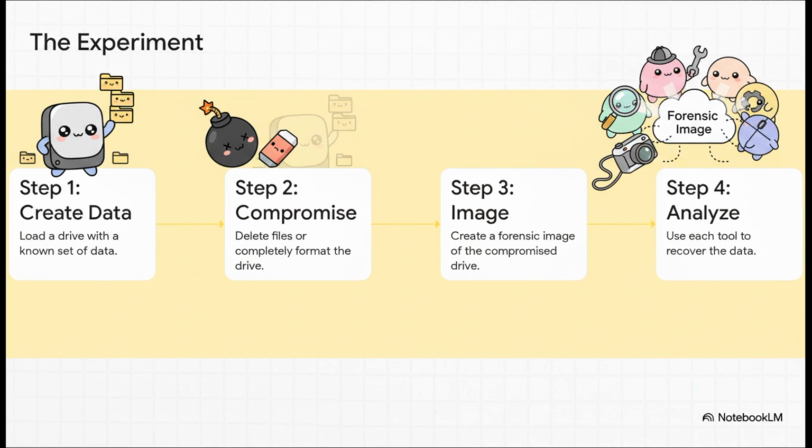First, they took a hard drive and put a specific set of files on it, so they knew exactly what was supposed to be there. Step 2, they either deleted those files or, for a much tougher test, they completely formatted the drive. Then, step 3, they took that perfect forensic image we talked about. And finally, they unleashed all 4 toolkits on that image to see what ghost data they could actually find.